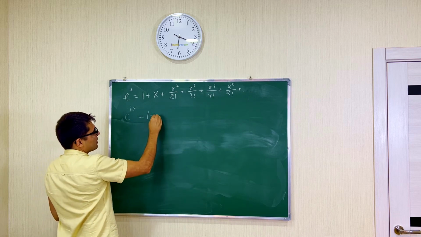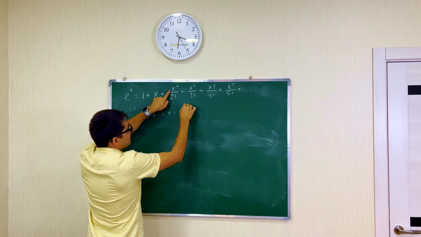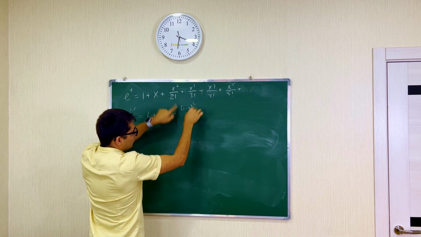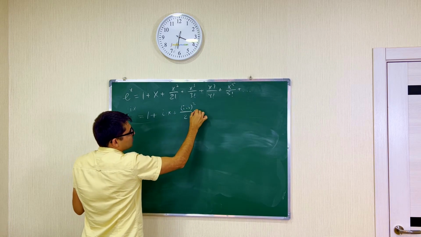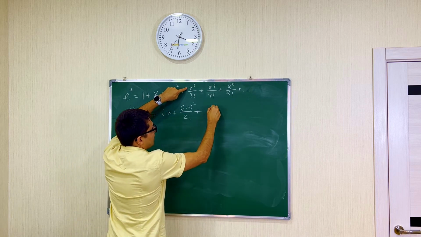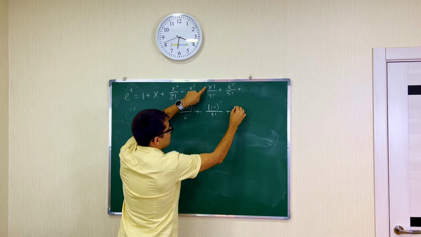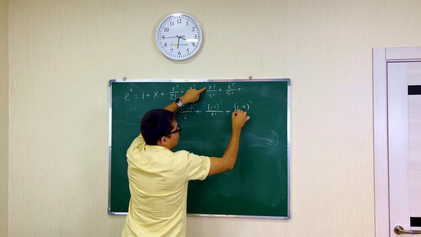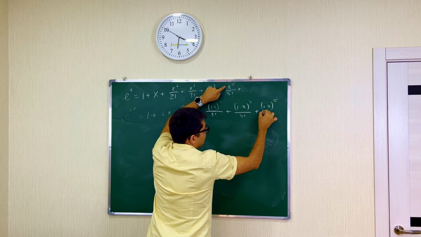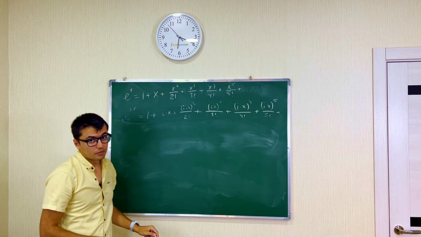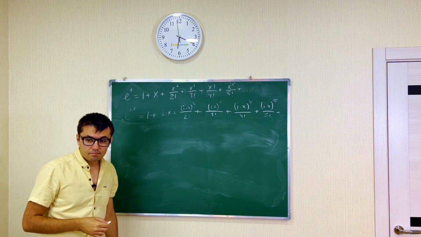So it's going to be 1 plus i times x, plus (i times x) squared over 2 factorial, plus (i times x) cubed over 3 factorial, plus (i times x) to the power of 4 over 4 factorial, plus (i times x) to the power of 5 over 5 factorial, and so on. Now we can simplify the terms that contain i, because we know some properties of complex numbers.